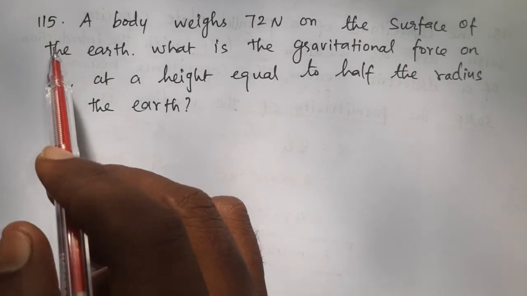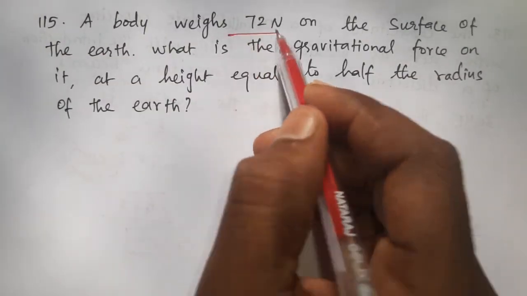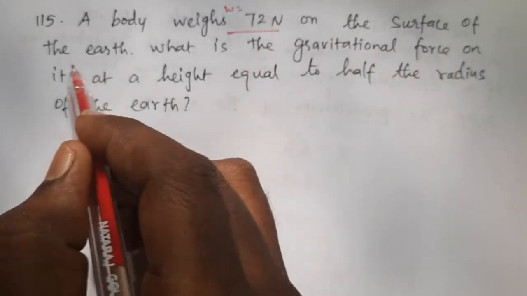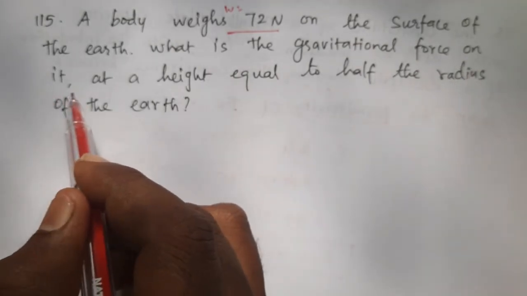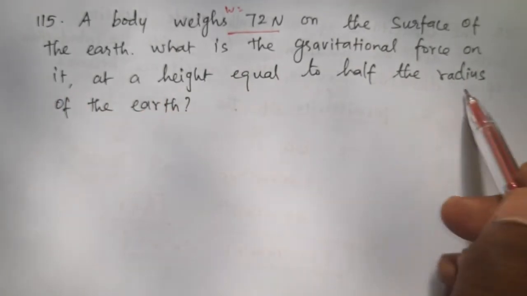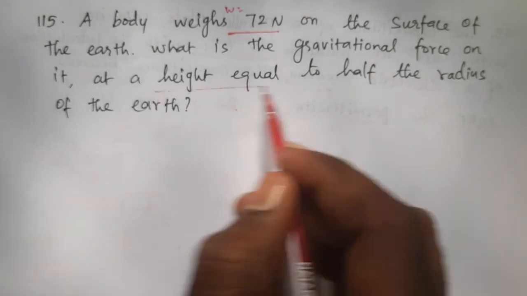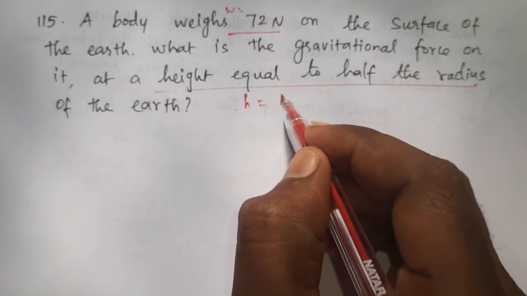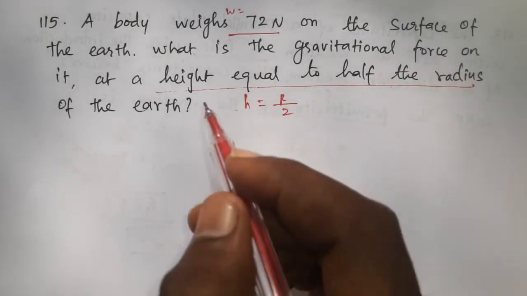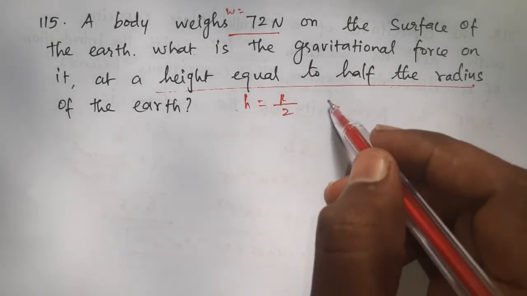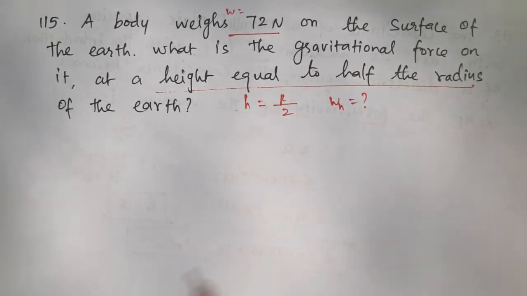Question number 115. A body weighs 72 Newton on the surface of the earth. What is the gravitational force on it at a height equal to half the radius of the earth? So at a height equal to half the radius of the earth, what is the gravitational force on it? That means the weight at that point at height.